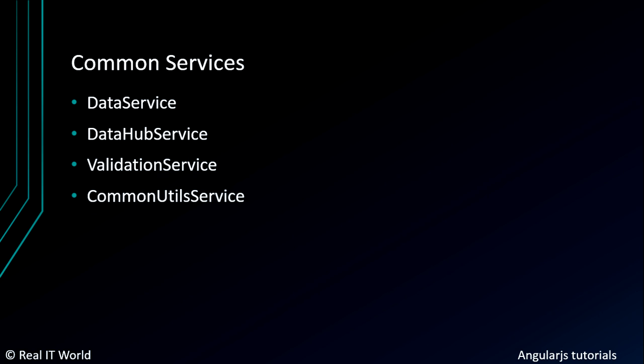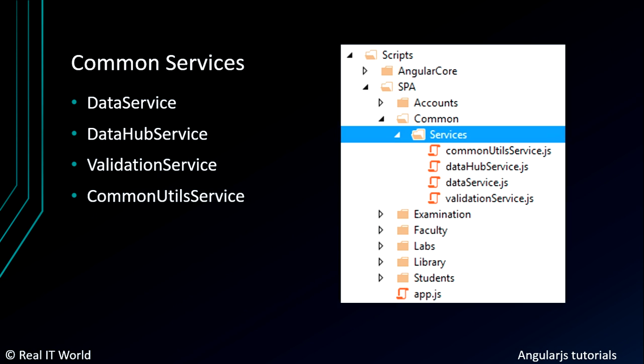Common utilities. If you want to create some common functions or common utilities for your total project, you can put it under this service. This is how we are going to create common services. We are going to have a common folder under SPA, single page application. Inside that common folder, we are going to have common services. If you want to add common controllers, you can add one more folder under the common folder called common controllers.